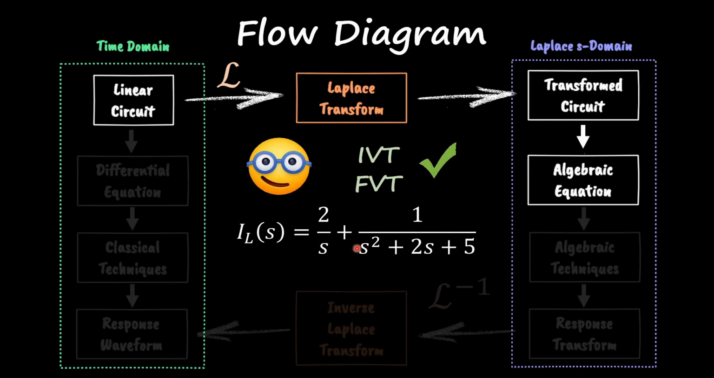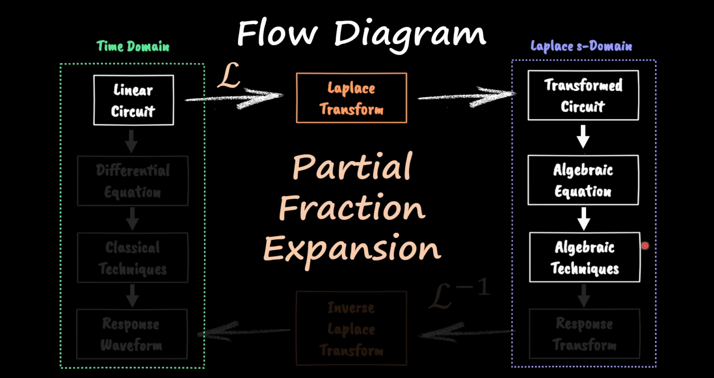So we have our algebraic equation. We also checked our algebraic equation by using the initial and final value theorem. So we know that the equation is good. And now our next step is to massage that equation into a way that we can apply the inverse Laplace transform to find our response in time.